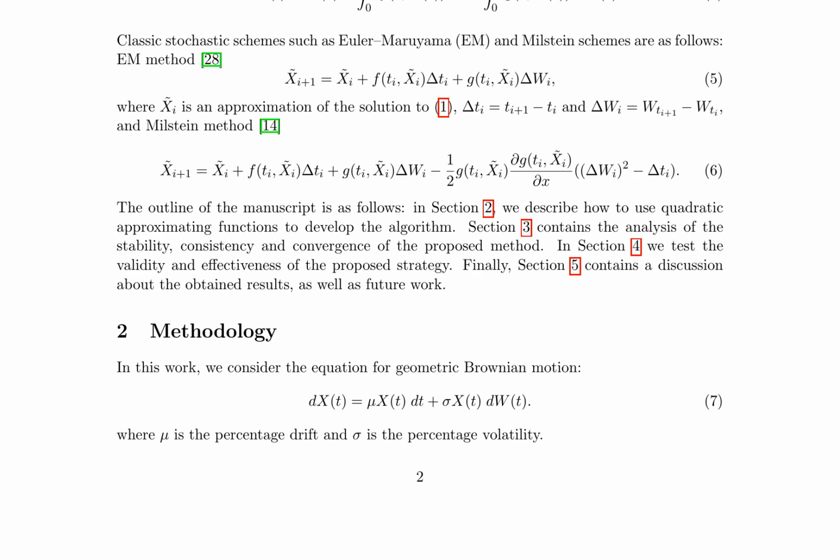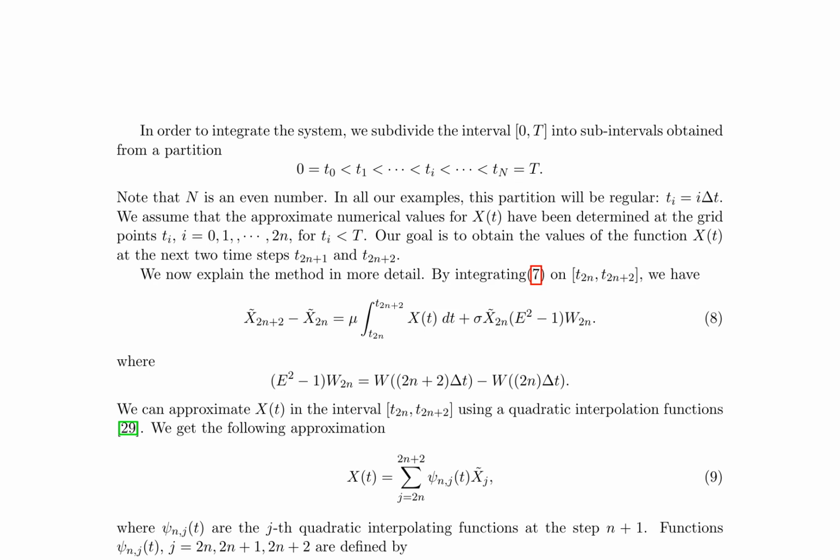A novel method for integrating a system over a time interval [0, T] is presented, utilizing a regular partition 0 = t0 < t1 < t2 < ... < tn = T, where n is an even number. The partition is defined by t_i = i Δt, allowing for evenly spaced time steps.